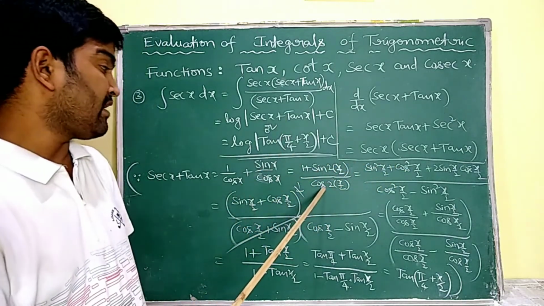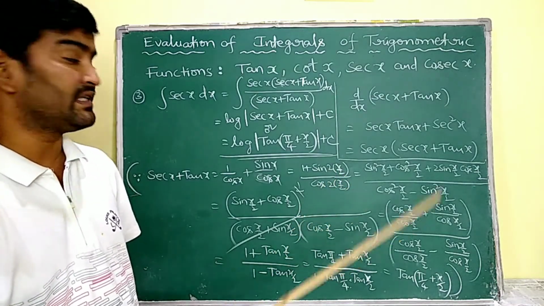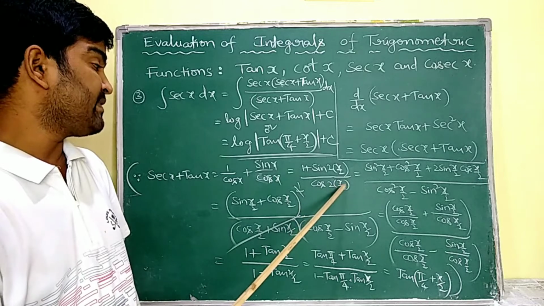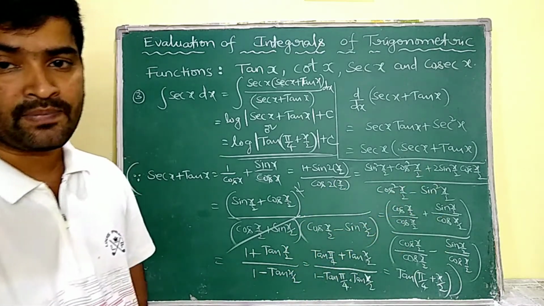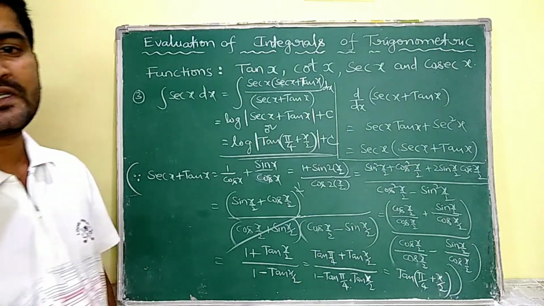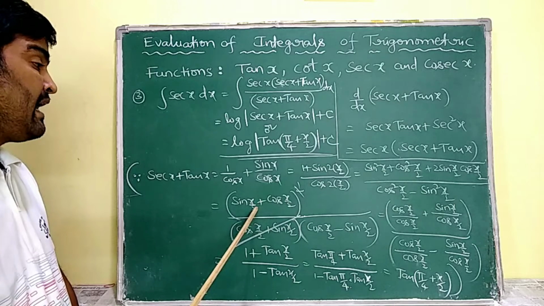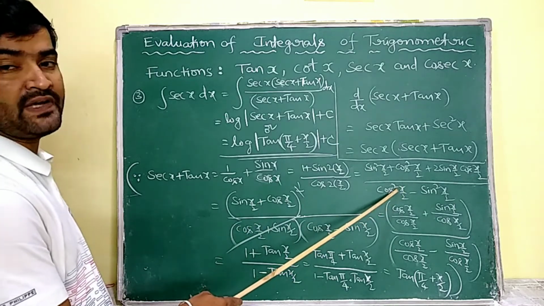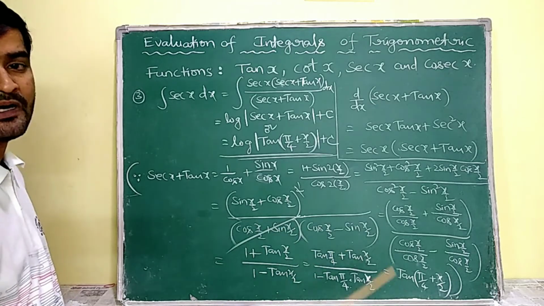Okay, now it is cos 2 theta. Cos 2 theta, we know, is cos square theta minus sin square theta. So cos 2 into x by 2 can be expressed as cos square x by 2 minus sin square x by 2. And the numerator can be expressed as a plus b whole square, that is sin x by 2 plus cos x by 2 whole square. And the denominator is in the form of a square minus b square, and that can be expressed as a plus b into a minus b.